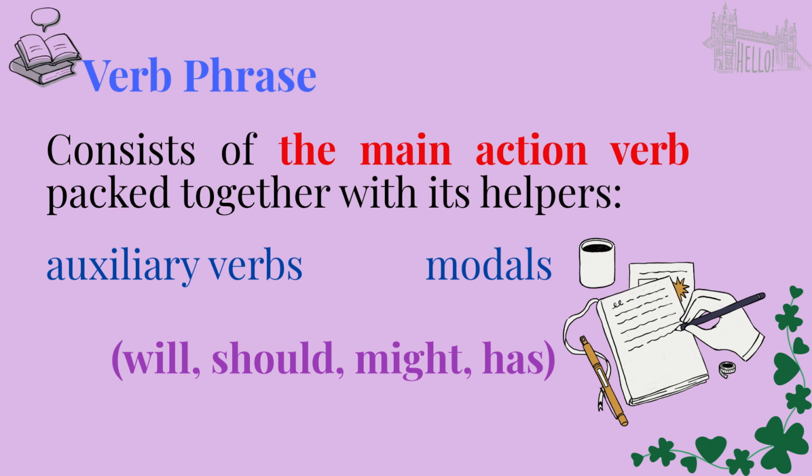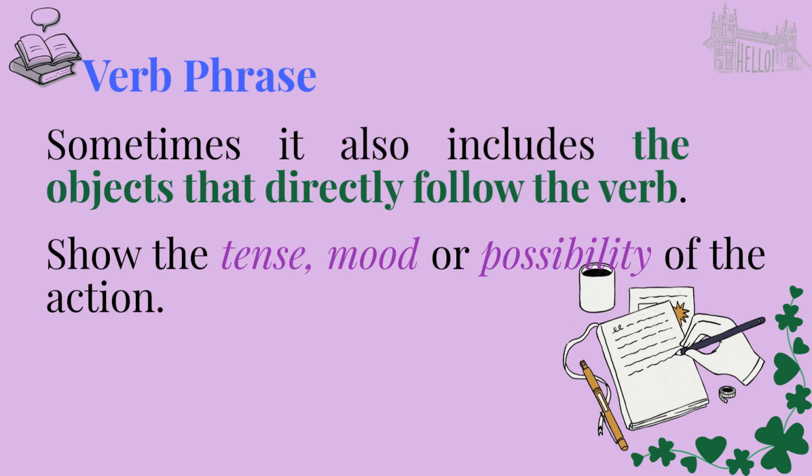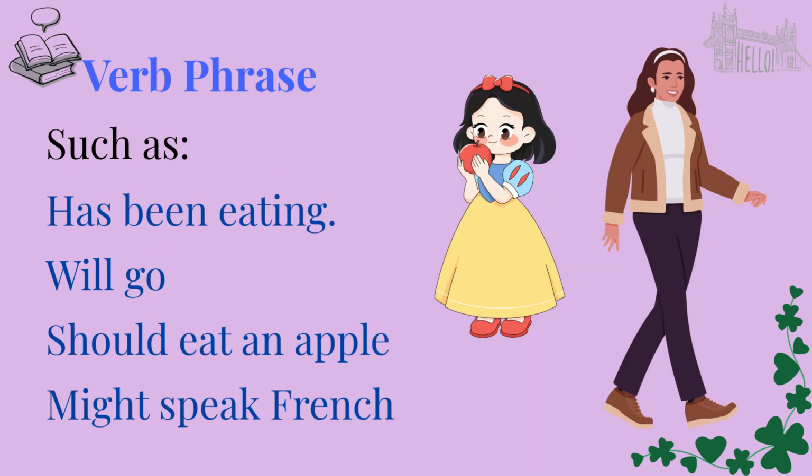Next is the verb phrase. This consists of your main action verb packed together with its helpers like auxiliary verbs or modals, words like will, should, might, has. Sometimes it also includes the objects that directly follow the verb. These words team up to show us the tense, mood, or possibility of the action, such as has been eating, will go, should eat an apple, might speak French.